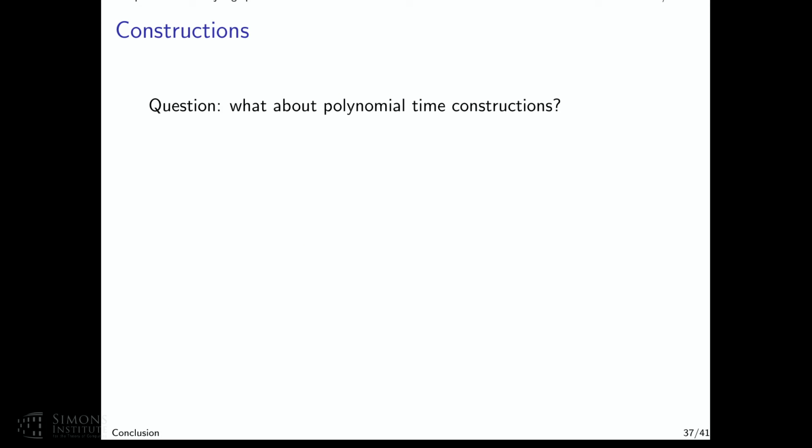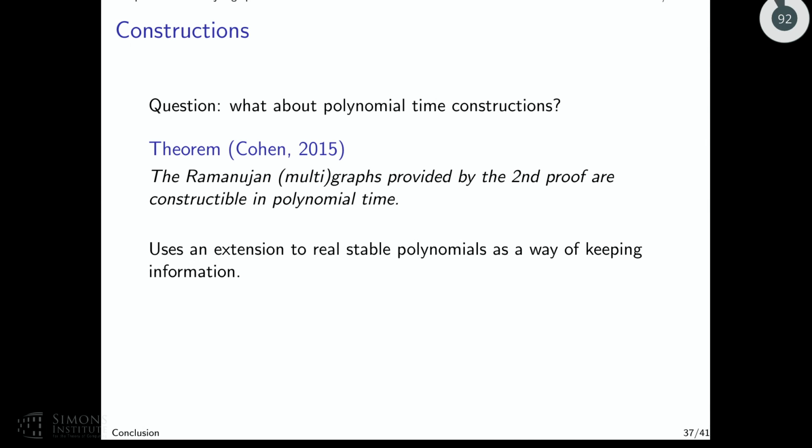Okay, so the first question I want to talk about is this idea of a polynomial time construction. So certainly that has already come up. And a theorem of Michael Cohen again, the grad student at MIT, says that the Ramanujan multigraphs which were provided by the second proof are constructible in polynomial time. And the way he does this is he takes these polynomials and extends them to what are called real stable polynomials by adding extra variables, and then he uses those variables to keep information which gives him hints about whether the plus or the minus was chosen for each thing.